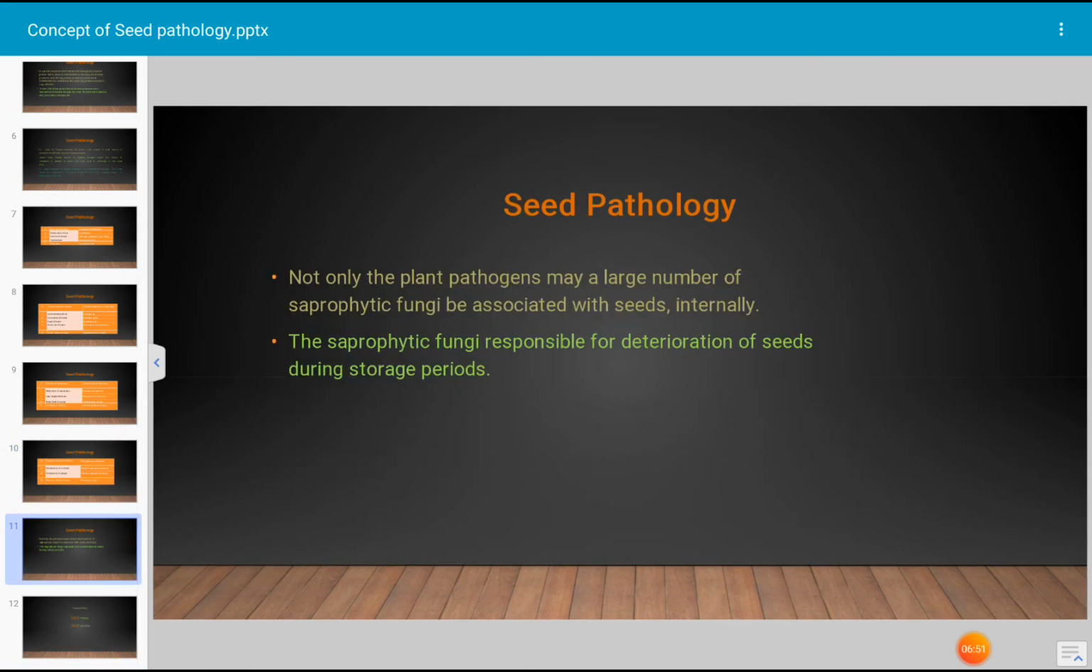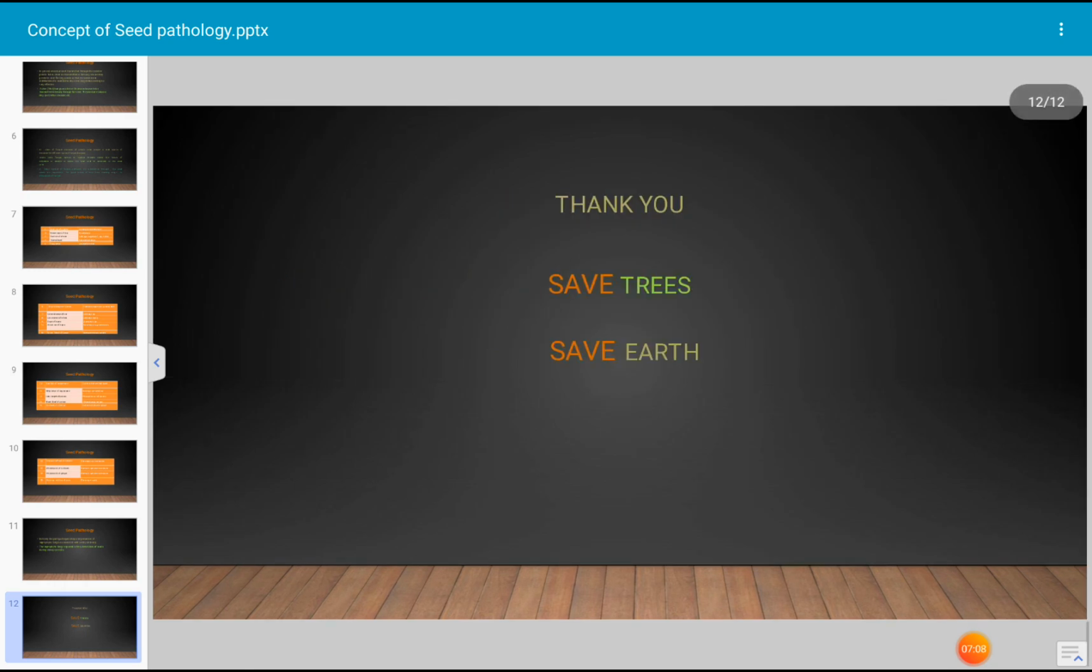Not only plant pathogens, but a large number of saprophytic fungi are also associated with the seed internally. Saprophytic fungi are responsible for several types of symptoms, such as seed rot and seed deterioration, that reduce the quality of the seed.